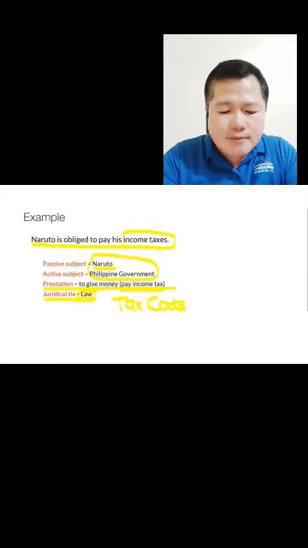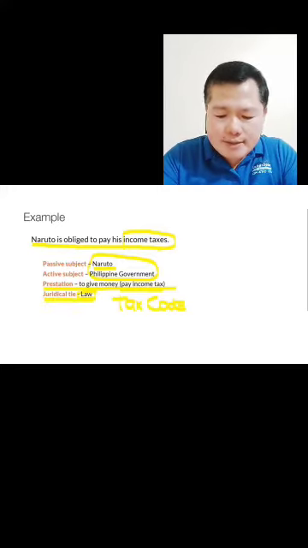So Naruto here is the passive subject, the one who has the obligation to pay, while the Philippine government is the active subject, the one who has the right to demand payment. And number 3, the prestation refers to the payment of money to the Philippine government. Okay, so to give.